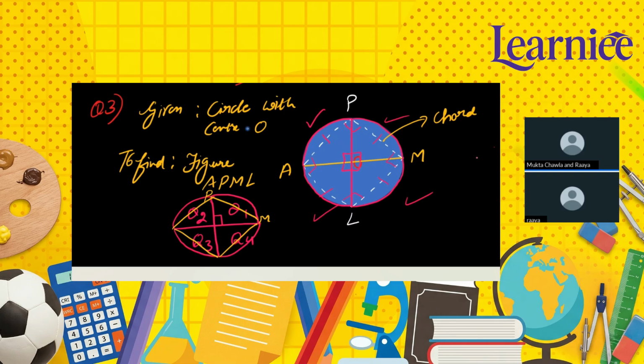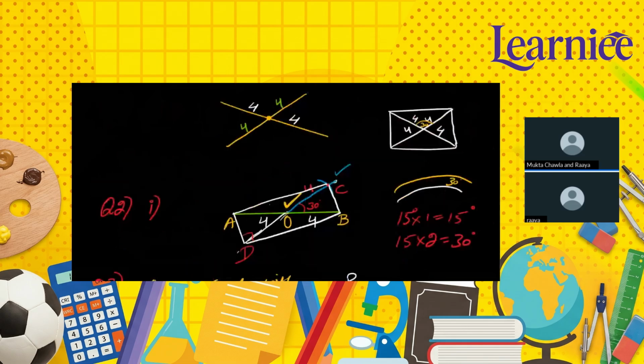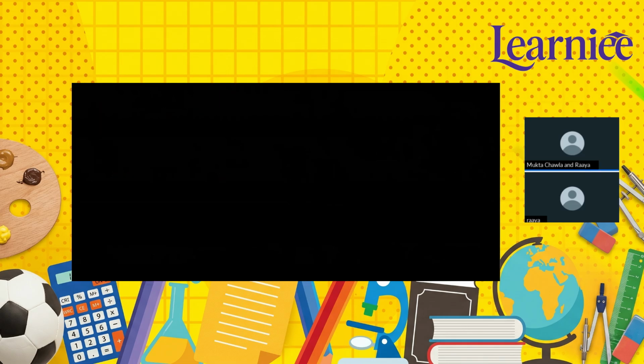Now we need to prove the second property: corner angles are 90 degrees. How can we prove corner angles are 90 degrees? For that, I'll be using one property here. I'm taking just half of a circle, APM. Suppose I'm taking this much part only. APM.